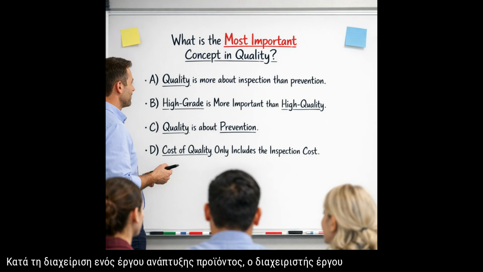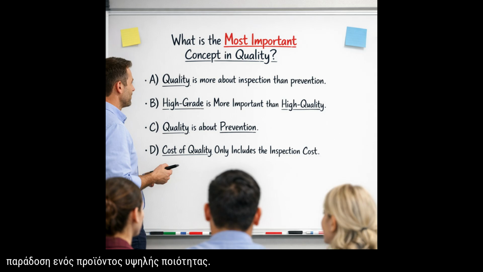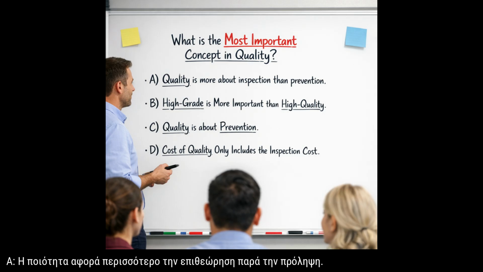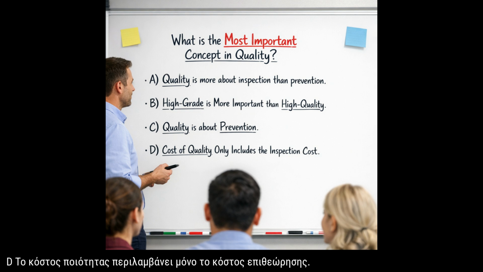While managing a product development project, the project manager met with the team to identify key tasks that would ensure the delivery of a high-quality product. What is the most important concept in quality they should consider? A, quality is about more inspection than prevention. B, high grade is more important than high quality. C, quality is about prevention. D, cost of quality only includes the inspection cost.